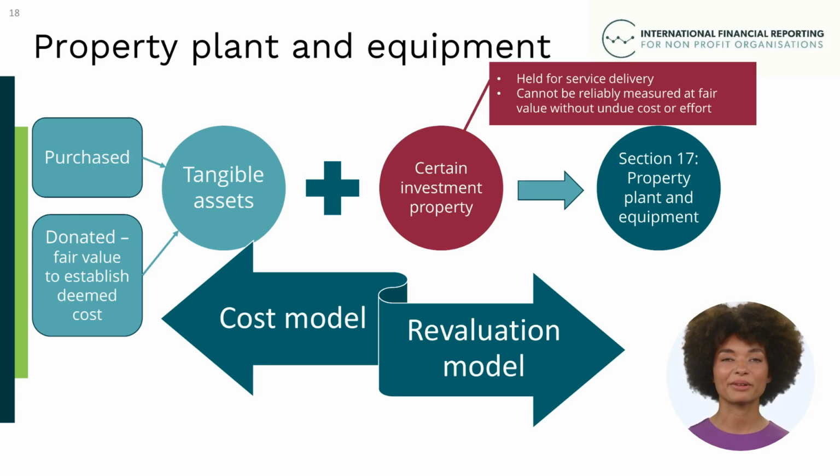Section 17 permits assets to be measured using either a cost model or a revaluation model. Each model has advantages and disadvantages. The cost model is simple to apply, while the revaluation model allows a measurement that takes into account the value of the asset to the NPO. NPOs can decide which is most appropriate. When NPOs receive donations of property, plant, and equipment, these are measured using fair value on initial recognition to establish a deemed cost.